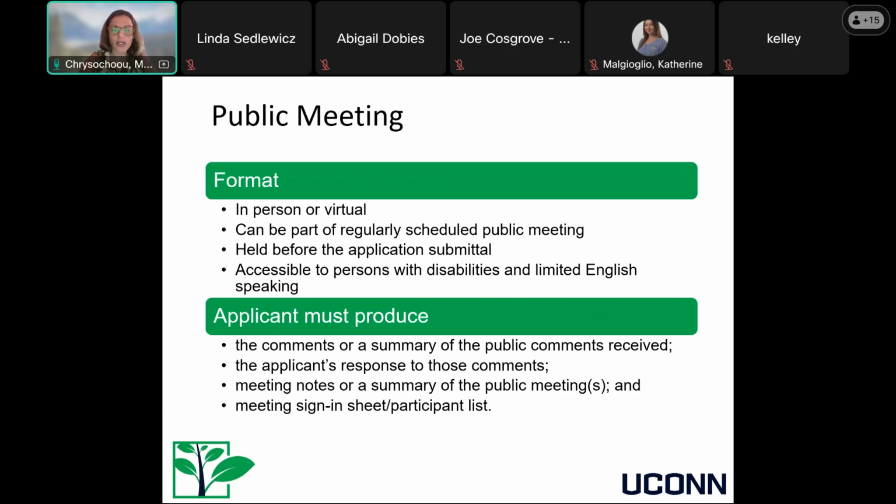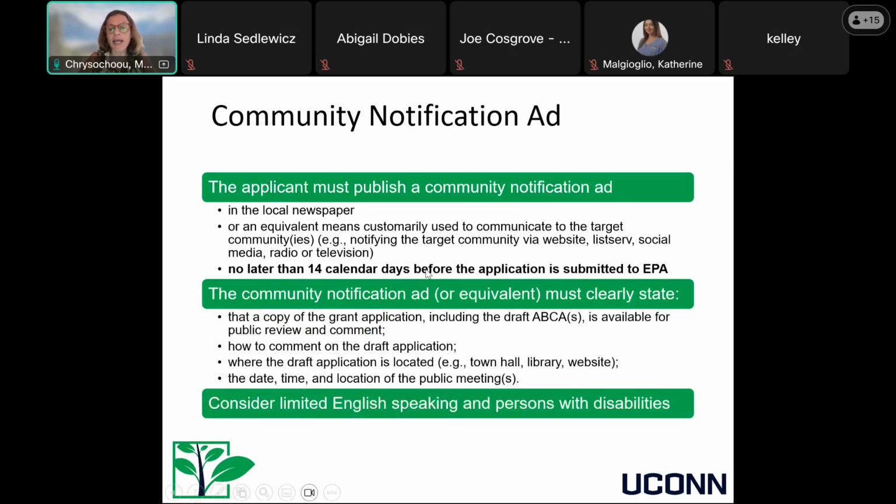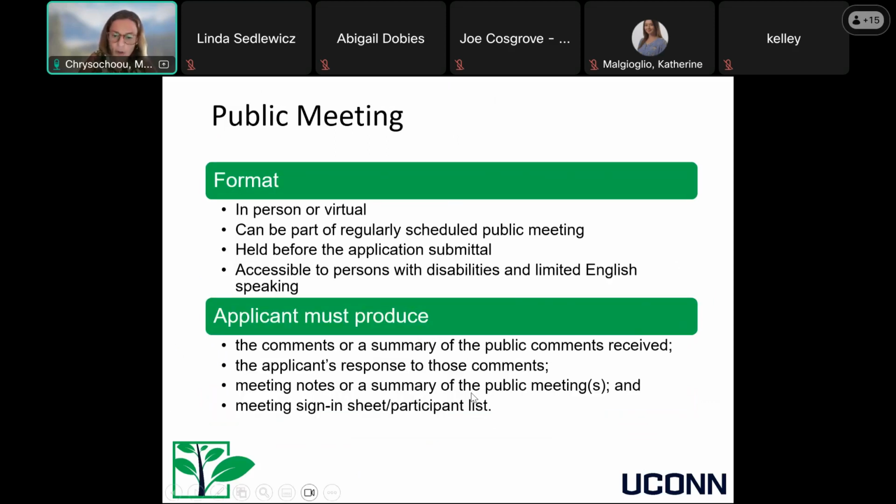So going back to here, think about the timeline. You have to have the notice out 14 calendar days before the application is submitted. And then you have to have the meeting, put together the documents, and submit the proposal. So you need to make sure you give yourself enough time to do that. Otherwise, you may lose the window that you need before the deadline.